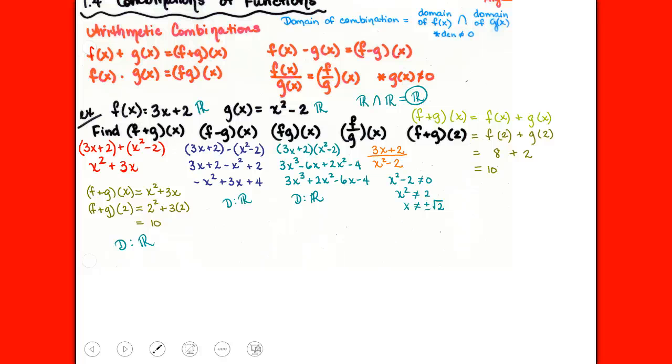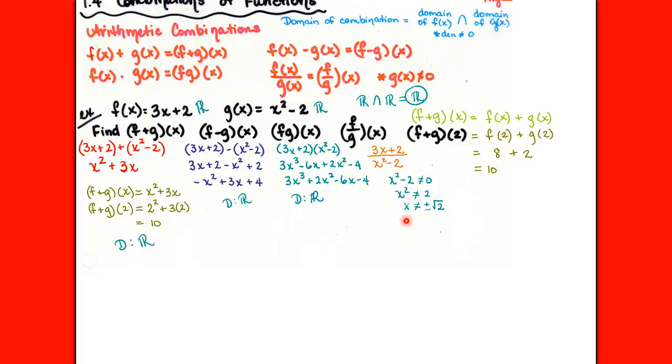Our denominator was x squared minus 2. So x squared minus 2 can't be equal to 0. So let's solve that. Add 2 to both sides and take the square root of both sides. And that would give me plus or minus the square root of 2. So we could say all real numbers except for a positive and negative square root of 2.